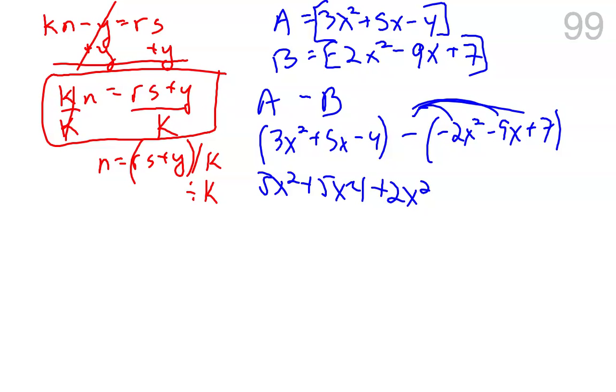Remember, to negate means to change the sign. Plus 9x minus 7. Now, once you have taken and changed every one of those signs, the next thing you do is buckets. You just put the common terms together. If I have 3x squareds and 2x squareds, I have 5x squareds. If I have 5x's and 9x's, I have 14x's. And last but not least, 4 negatives and 7 negatives make 11 negatives. Okay? Any questions on that?